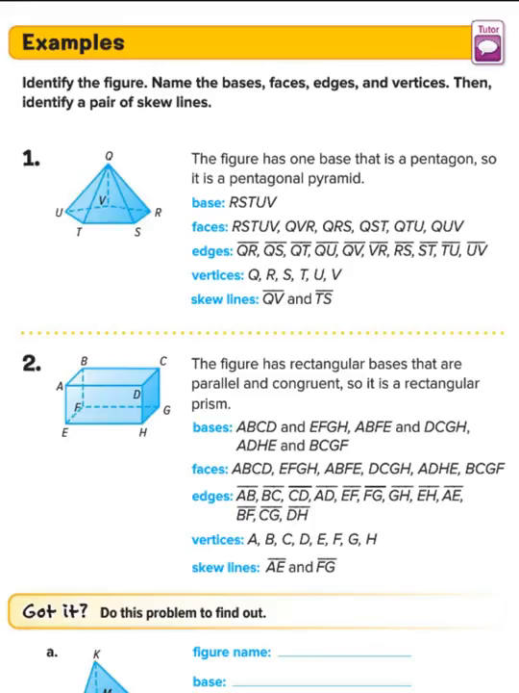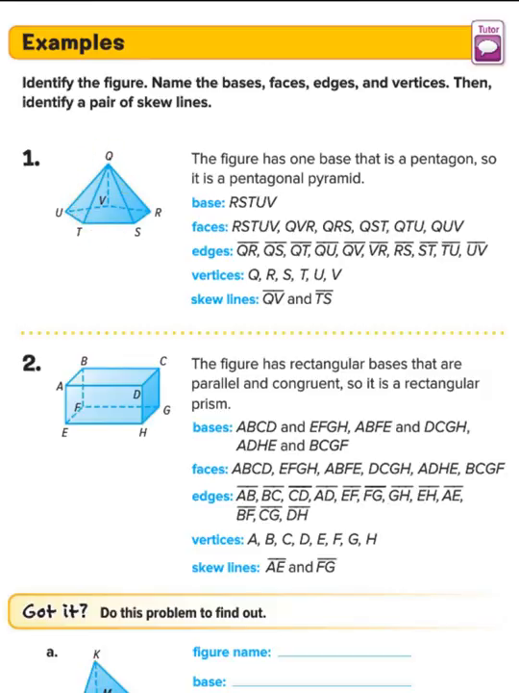Okay, now let's take a look at all the ways we can identify some of these pyramids and prisms. Okay, now we're going to identify every single face. We won't often do this, but this is a way for us to show that we've mastered this skill. So we're going to actually dissect this to its maximum and identify every face possible. So identify the figure. Name the bases, edges, and vertices. Then identify a pair of skew lines. So this is as much as we can possibly get from this polyhedron.